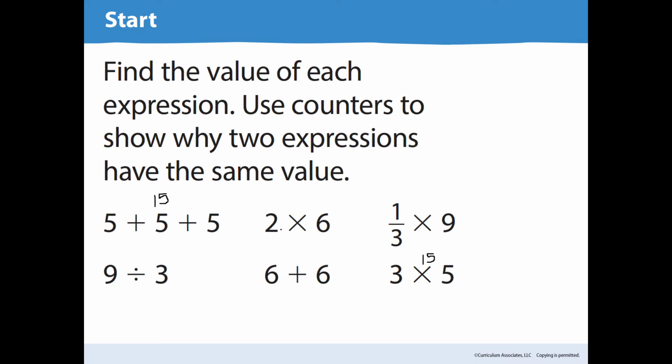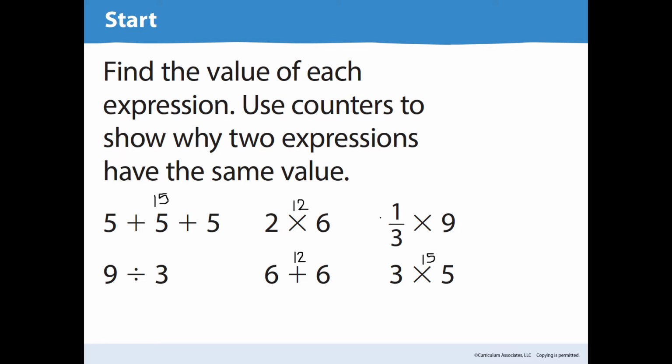The next one is 2 times 6, which is 12. That's saying that there are 2 groups of 6, and so that goes with this one, 6 plus 6, which is also 12.